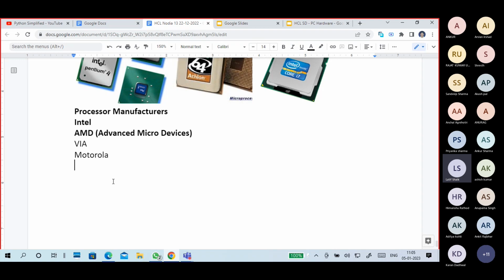Of course, for mobile phones, you will get a Qualcomm Snapdragon processor, MediaTek, Exynos, something like that, different processors. We will see mobile phones later. But in computers and laptops, meaning desktops and laptops, mainly the processors are Intel or AMD. In Intel also different types of processors are there. In AMD also different types of processors are there.